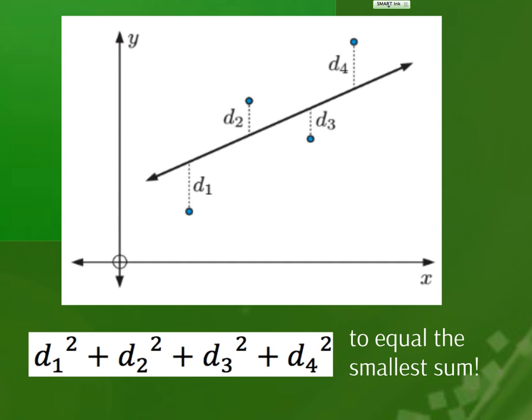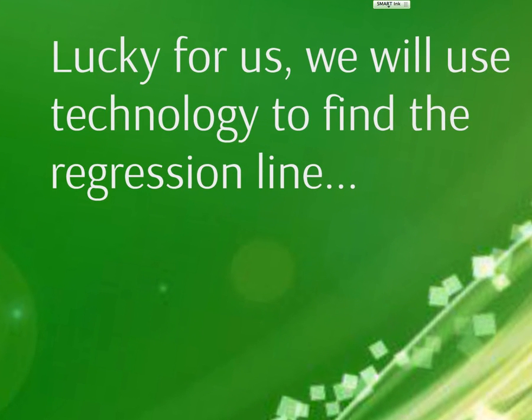Is anyone else kind of like, what's going on? Wow. Lucky for us, we're going to use technology to find that regression line. So you don't have to measure and get distances and do squaring. We are not going to do that by hand at all. It's the expectation that you absolutely use technology. You should not be doing it completely by hand for regression lines.